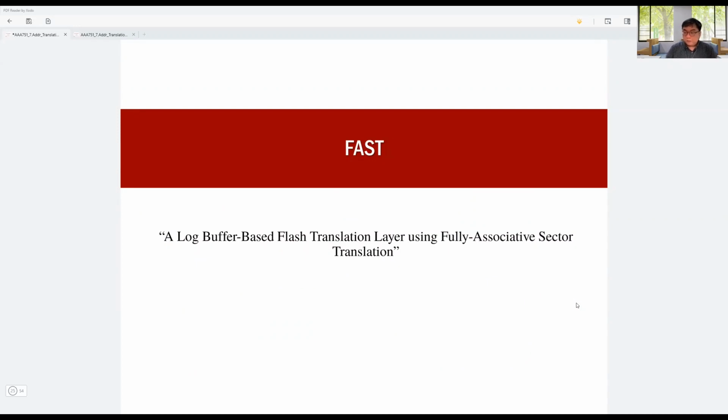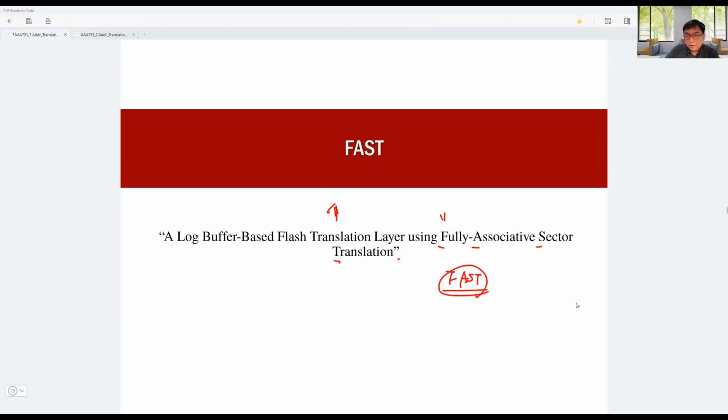So in order to handle this performance overhead of BAST, a new scheme was developed, and this scheme is called the FAST. So this is the idea. This is the paper representing FAST. It's a log buffer-based flash translation layer using fully associative sector translation. That's why this scheme is called the FAST.